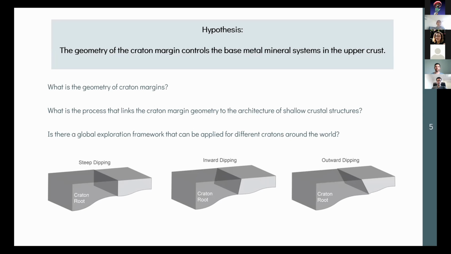First we work on what the geometry is, how it looks, how we can image it, and then what the process is, and what the link is between this geometry and upper crustal structure, what links them together, and whether there's a global framework that we can apply to other cratons around the world. In my research, we classified the craton margin geometry in 3 categories: steep dipping, inward dipping, and outward dipping. And we use that as a reference throughout the presentation.